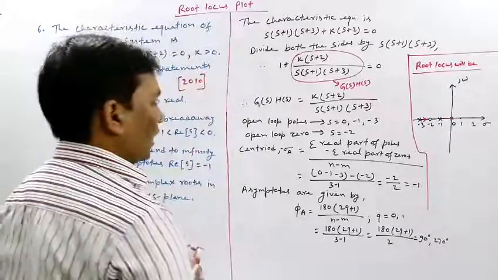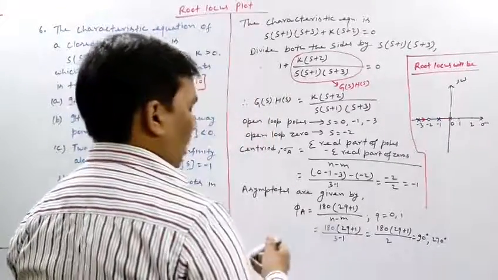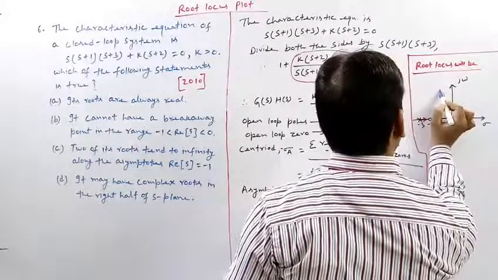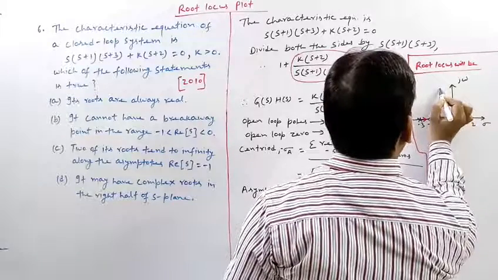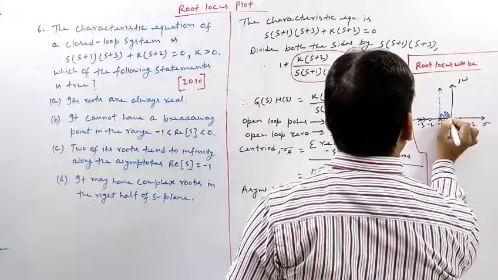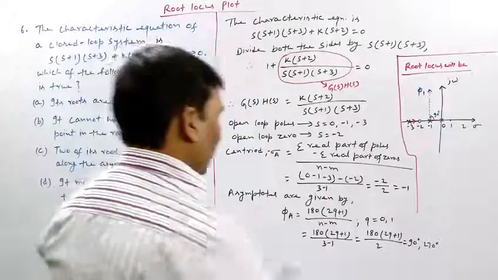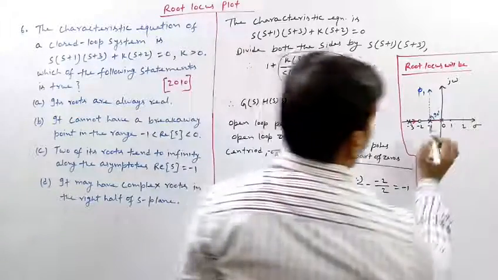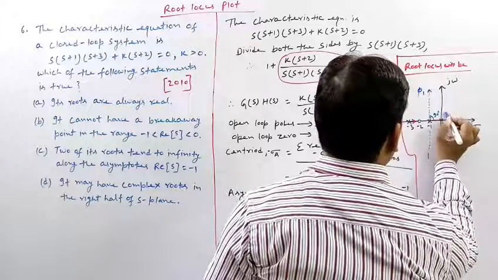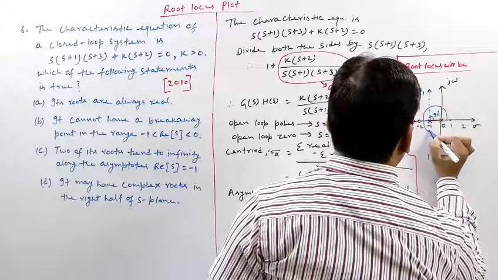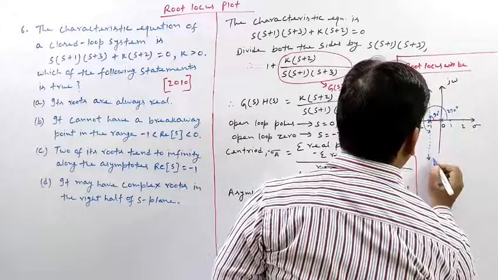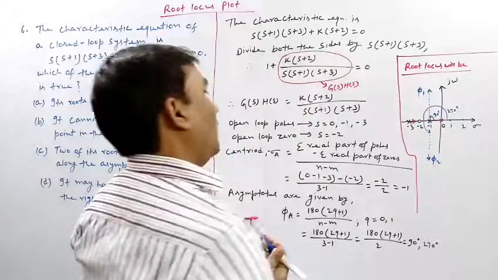So what are the asymptotes? Let us draw them. The first asymptote is at 90 degrees. This one is the first asymptote, at 90 degrees. Another asymptote is at 270 degrees. This one is the second asymptote, phi 2. So we have drawn the two asymptotes.